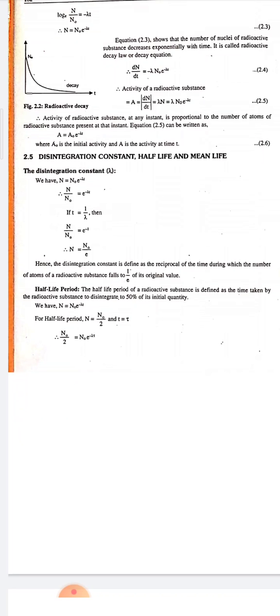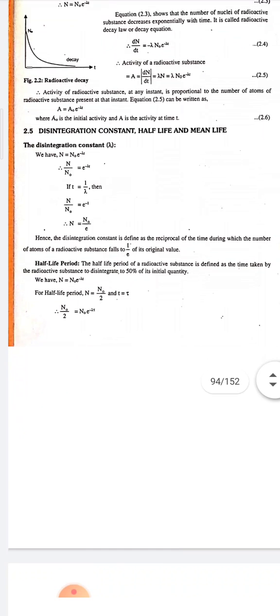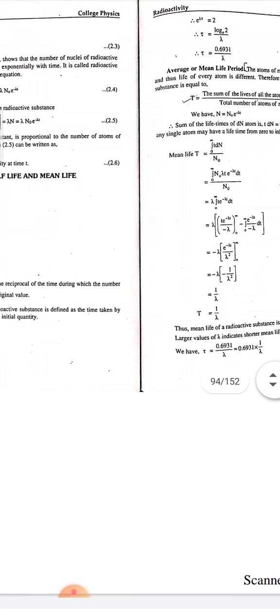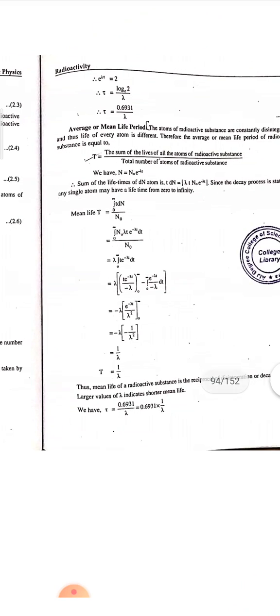Then the half-life period. The half-life period of the radioactive substance is defined as the time taken to disintegrate to 50% of the initial quantity. It again comes for the MCQ purpose. Tau is equal to 0.6931 upon lambda, or say tau is equal to log e 2 upon lambda.